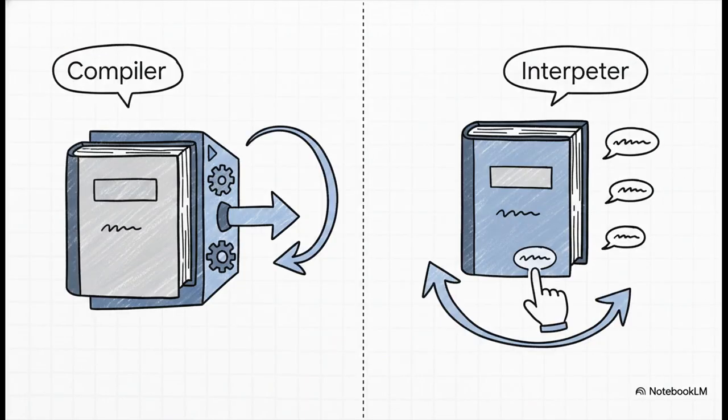So why is it faster? Well, think of it like this. A compiler is like a professional book translator. They take the whole book, translate it into another language once, and then you have a finished copy you can read over and over. An interpreter, on the other hand, is like having someone whispering the translation in your ear, line by line, every single time you read the book. It's obvious which one is going to be faster in the long run, right?